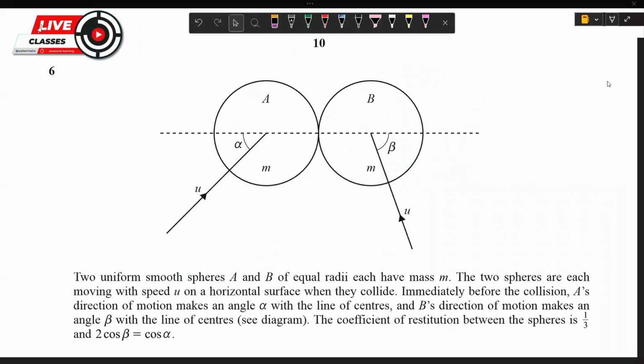Okay, so we want to take a look at this question here, and it says, two uniform smooth spheres, A and B, of equal radii, each have mass m. The two spheres are each moving with speed u on a horizontal surface when they collide. Immediately before the collision, A's direction of motion makes an angle alpha with the line of centers, and B's direction of motion makes an angle beta with the line of centers, as seen on the diagram. The coefficient of restitution between the spheres is a third, and 2 cos beta is equal to cos alpha.